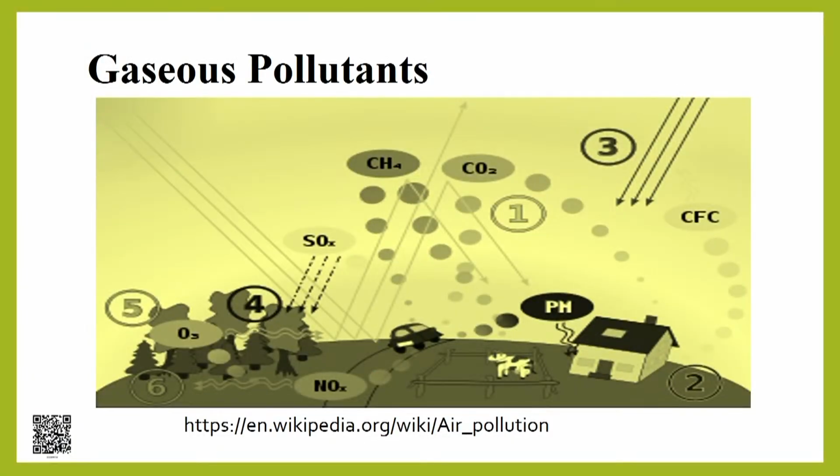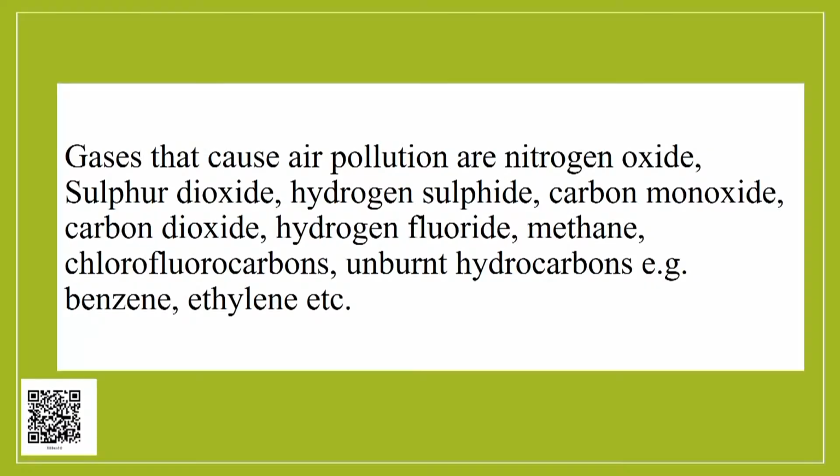So these are the different types of gaseous pollutants. Gases that cause air pollution are nitrogen oxide, sulfur dioxide, hydrogen sulfide, carbon monoxide, carbon dioxide, hydrogen fluoride, methane, chlorofluorocarbon, unburnt hydrocarbons, examples benzene and ethylene, and many more. Having talked about the various causes of air pollution, let us talk about the various sources of air pollution.